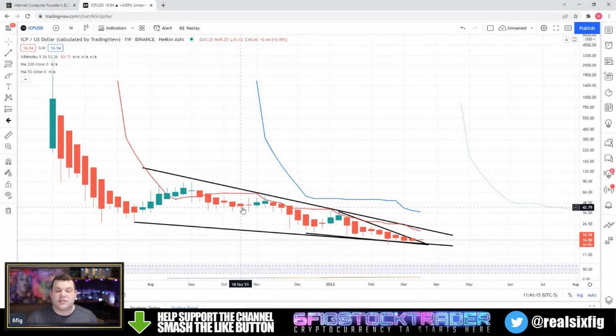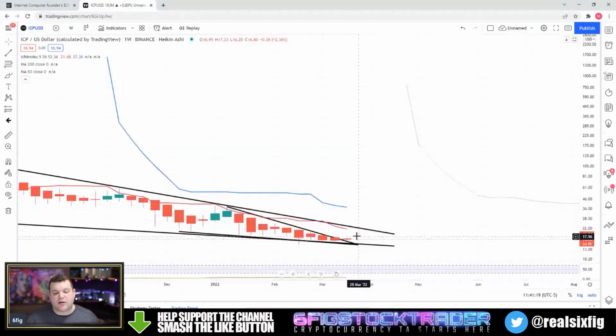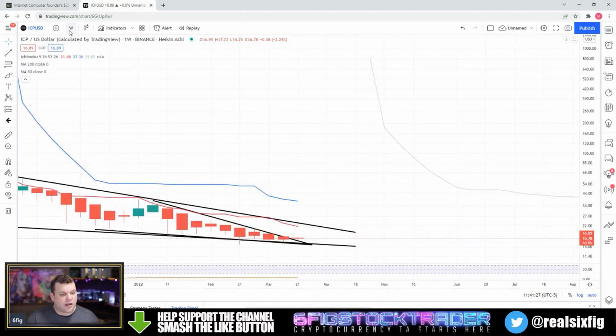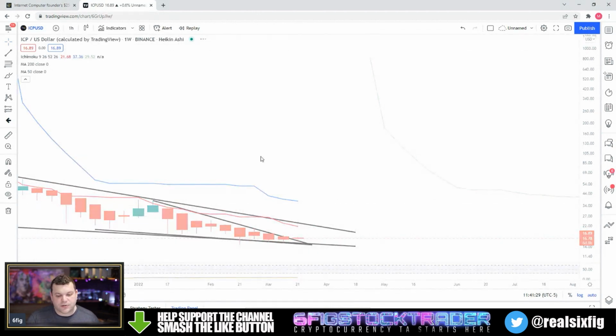Here's a couple more spinning tops, price reverse, price reverse. So I'm thinking that over the next couple of weeks, we are quite possibly likely to see this price action reverse. So I like ICP. I am holding it, full disclosure.